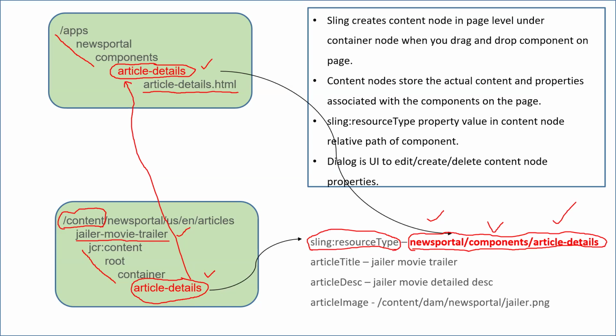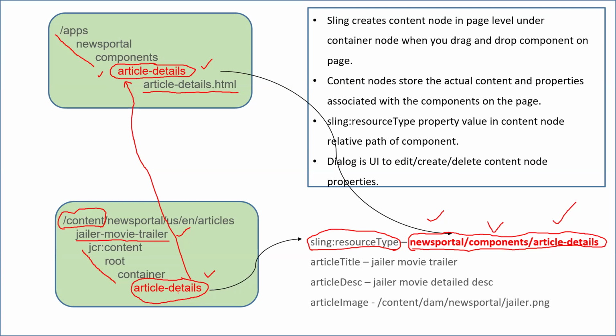One more important point: we can't access or execute this component without this content node. A request should go through this content node only. Without this content node, we can't execute this component. We can't directly execute it from the browser. We always access it through the content nodes only.